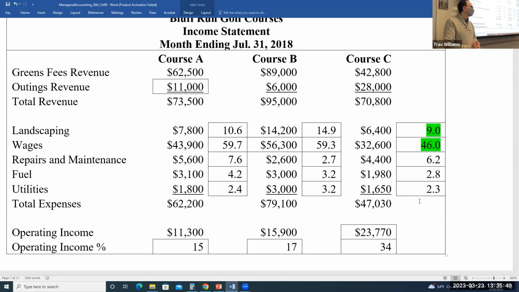Maybe they're cutting corners or something. We don't really know the full details, but just from the numbers, it looks like they're doing a better job managing costs. And it's easier to see that with these percentages than it would be trying to just compare all these dollar amounts, right?